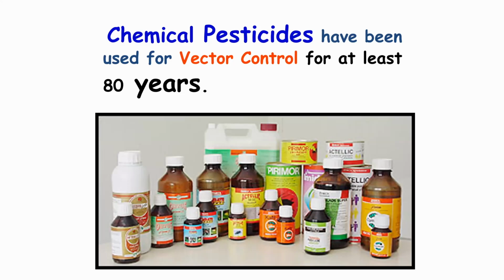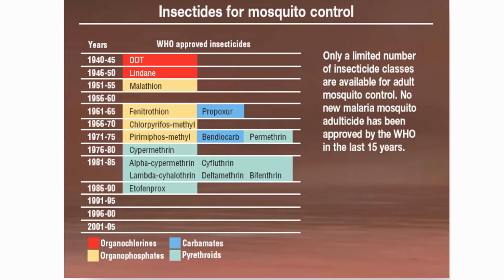This is one of the figures where I'm showing you when organic compounds came into the world, which is DDT in 1940, and now up to etofenprox, which is one of the more recent ones. I think there are two more recent compounds, which is Fludora Fusion, and there's one more, I can't remember the name, but there's another compound for vector control.